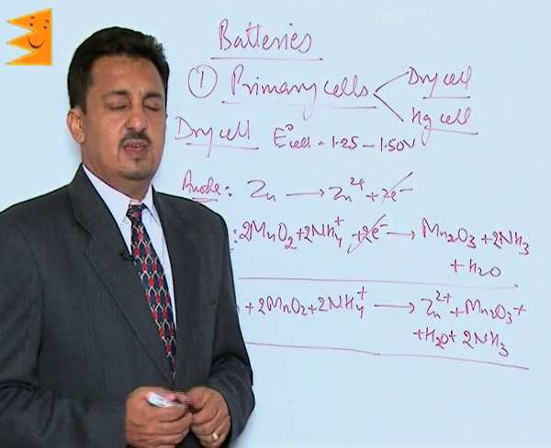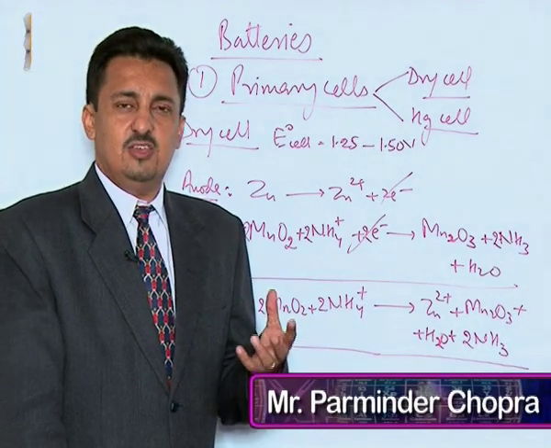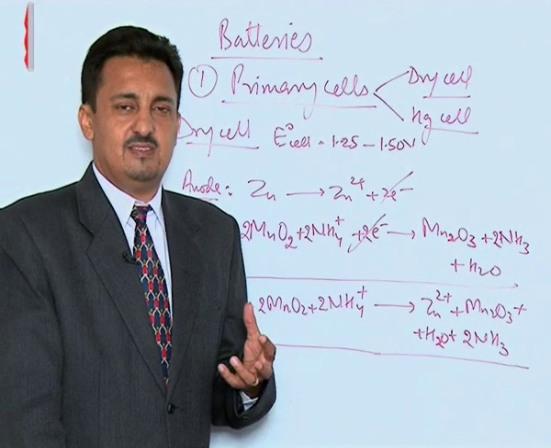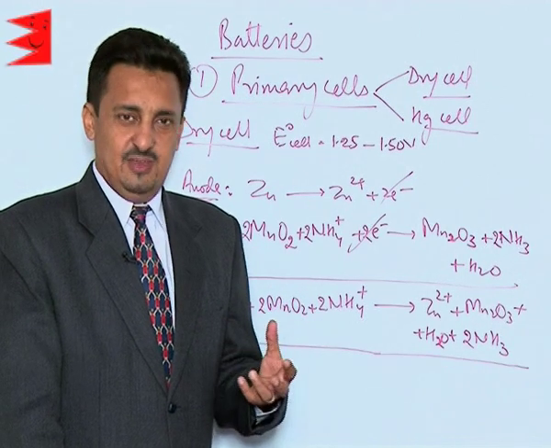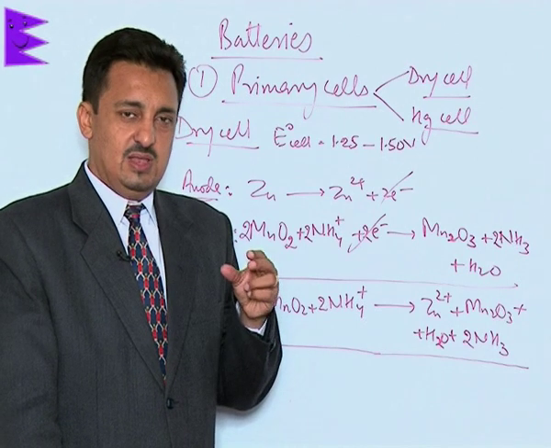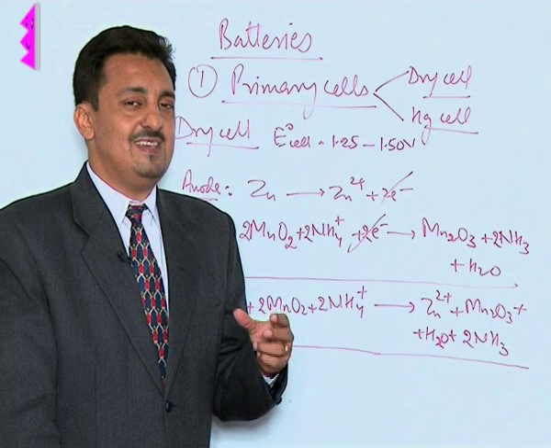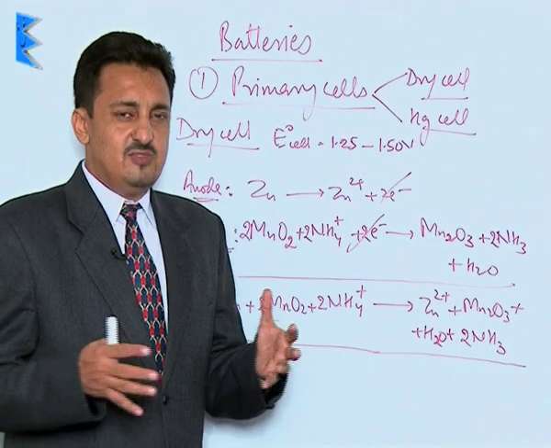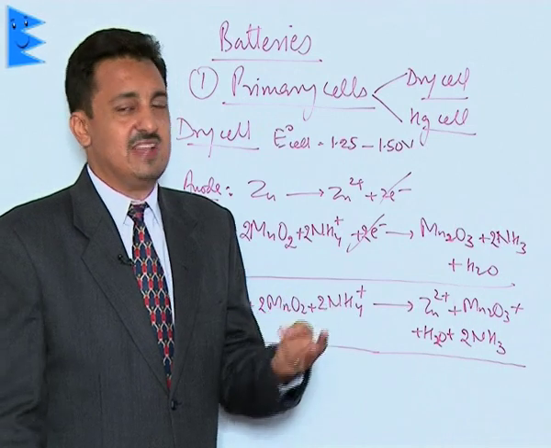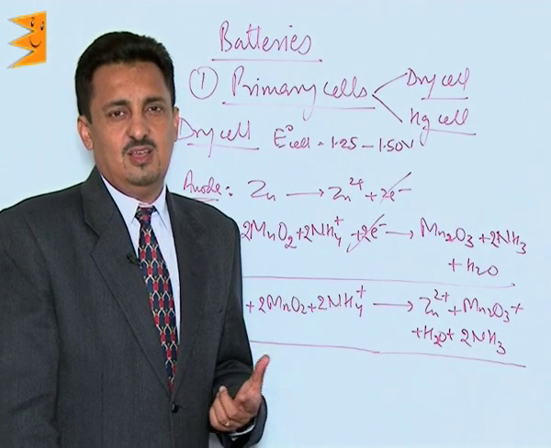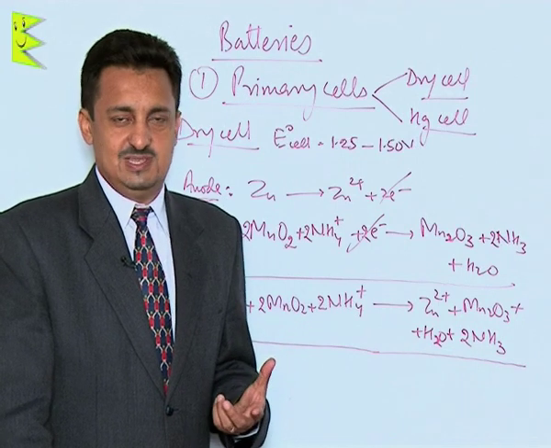Batteries. In this topic we will be studying the commonly used cells in the batteries which we use in our day-to-day life. Now we know cells are individual units, but when they are connected in series they form batteries. The cells of the batteries which we use in our day-to-day life can be of three types: primary cells, secondary cells, or the third category, fuel cells.